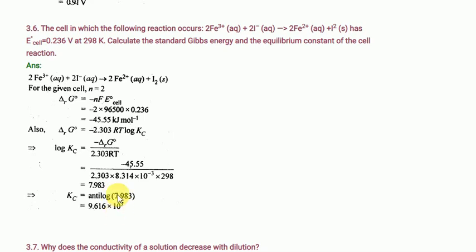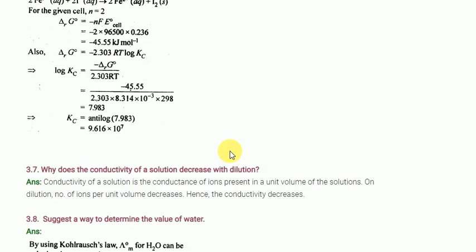First write 10. How many units are there? 7 units you can mention. Then find the anti-logarithm of 98. Okay, 98 decimal is there. You just check it out and you will get this value. This is how to find this equation.